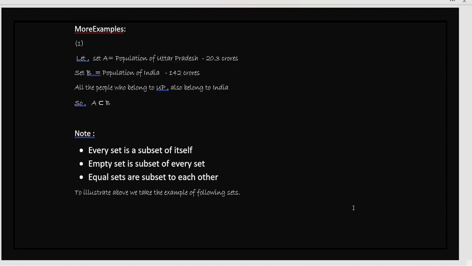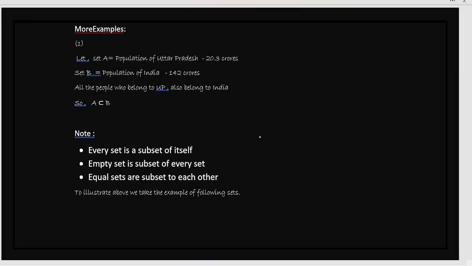Now we'll see some more examples. See, let set A be the population of one state in the country, Uttar Pradesh, approximately 20.3 crores. And set B is the population of India. Now you know very well it has crossed 142 crores. All the people belonging to UP also belong to India. So A is a subset of B. That is a proper subset of B.